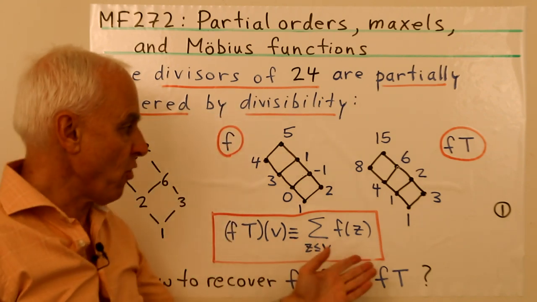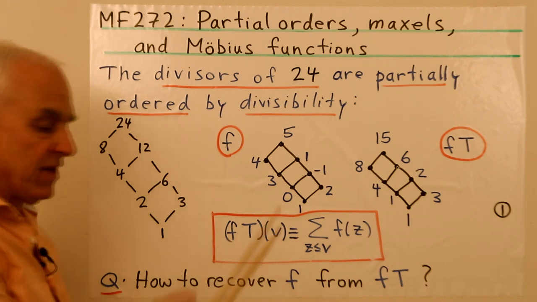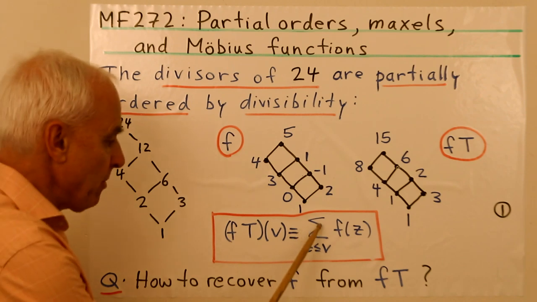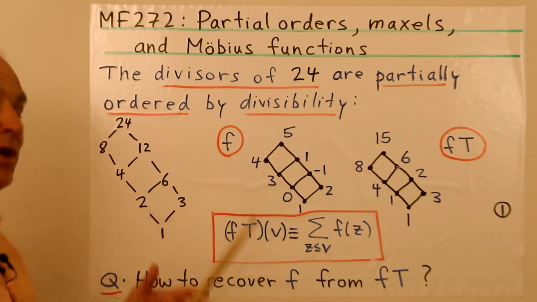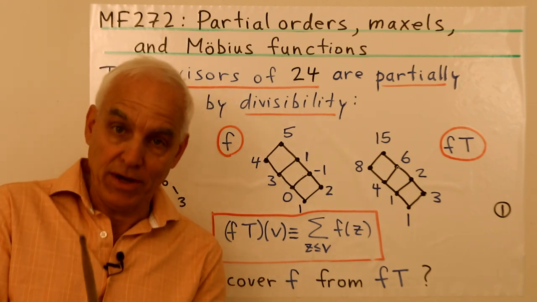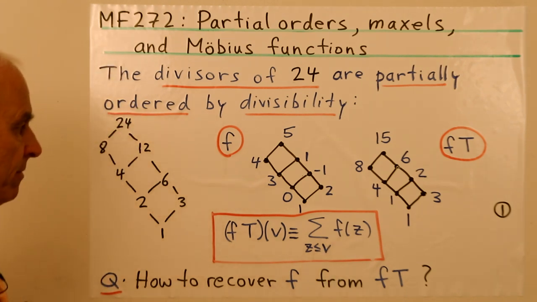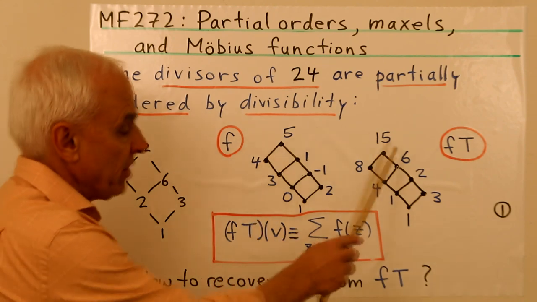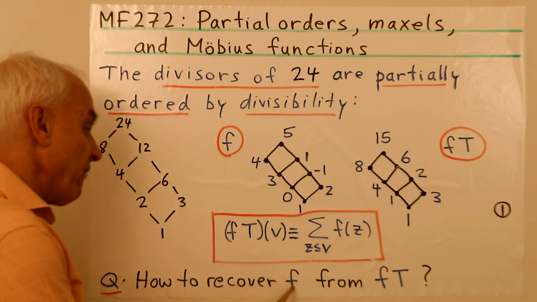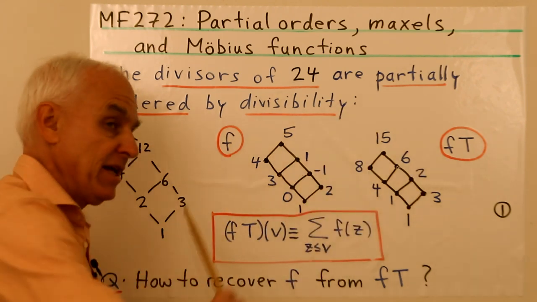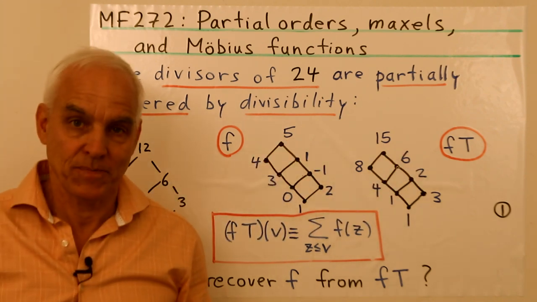Here is the general formula that describes this transform: ft of v, where v is a vertex, is a sum over all z which are less than or equal to v, where the less than or equal to represents the partial order that we're considering. And then we sum f of z. So this is a very natural transform. It's very important in combinatorics. And a fundamental question is, how do we recover f from ft? If we know this, how do we recover the original function?